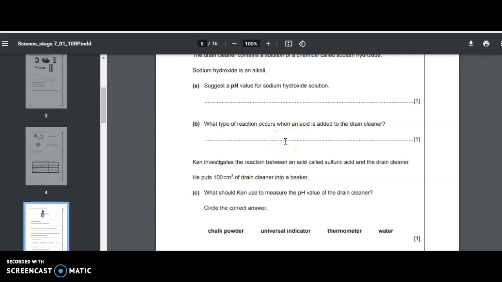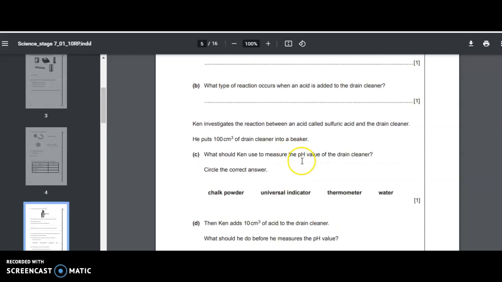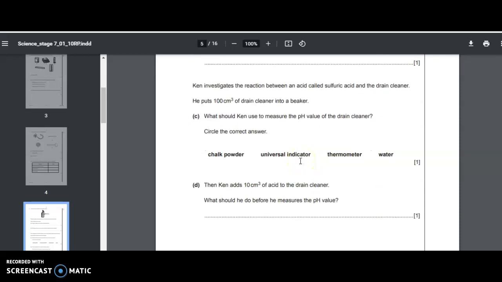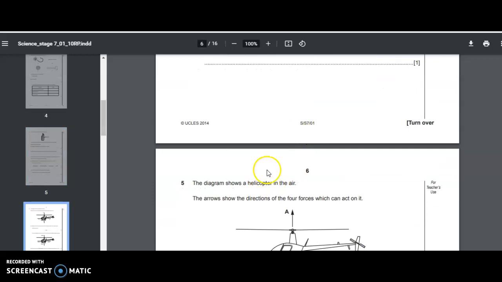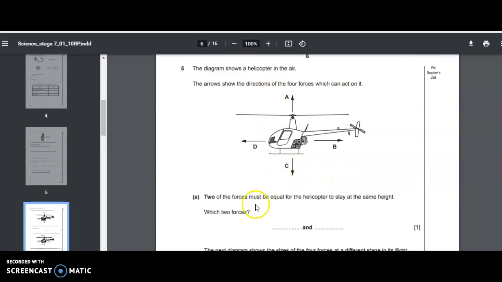So Ken investigates the reaction between an acid called sulfuric acid and a drain cleaner. He puts 100 mL in a beaker. What should he use to measure? Universal pH. We knew that. What should he use? Universal pH. Easy.